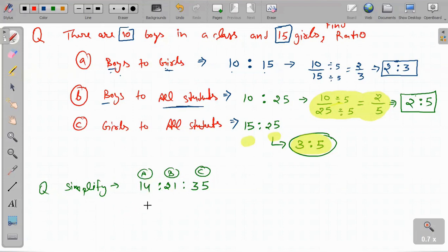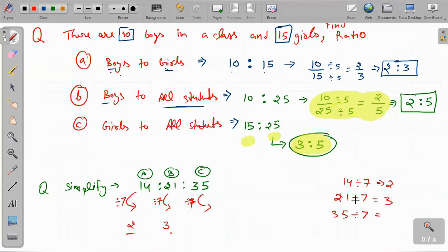If you divide 14 by 7, you get a 2, so I have written a 2. If you divide 21 by 7, you get a 3, so I have written 3. 35 divided by 7 will give you what? I need your participation. We are just dividing them. Now you just need to do 35 divided by 7. What will you get?